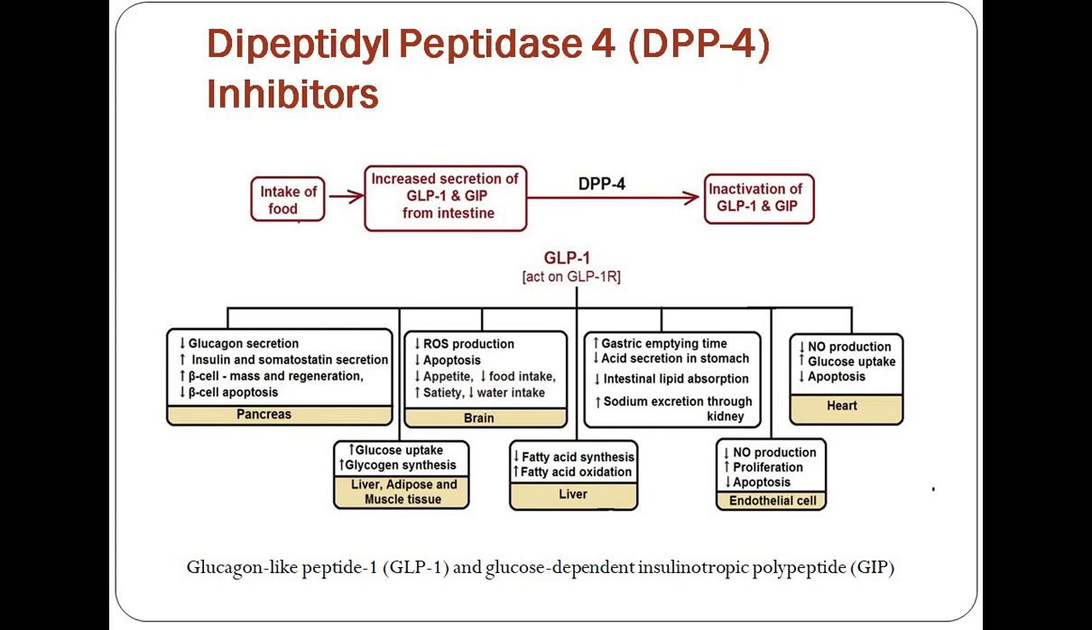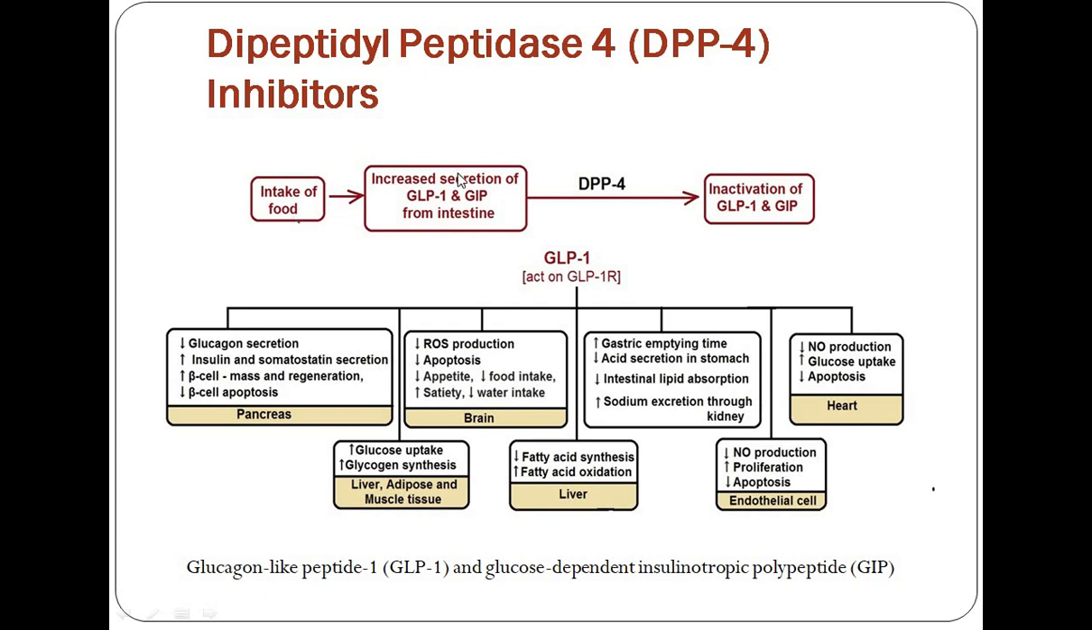It reduces beta cell apoptosis, or increases the beta cell mass. So that means it is helpful to maintain the blood glucose level. In the liver, adipose tissue, and muscle, it increases the glucose uptake and increases the glycogen synthesis. Again, in the liver, fatty acid synthesis and oxidation are reduced. Now these effects we can mainly correlate with the regulation of glucose by GLP.